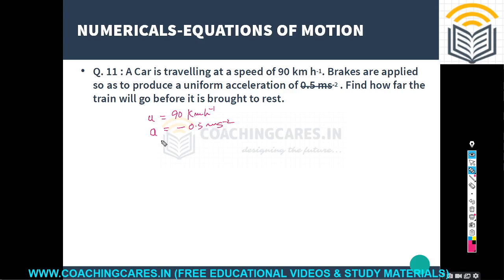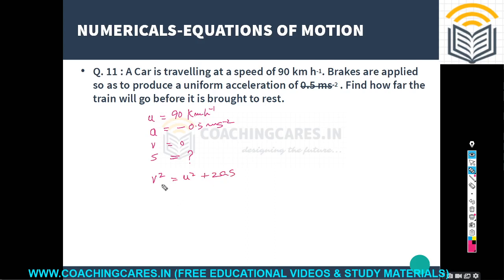So how far will the car go if it is brought to rest? Rest means the final velocity will be 0. We have to calculate s, the distance the car will travel. So we can apply the equation of motion: v square is equal to u square plus 2as.